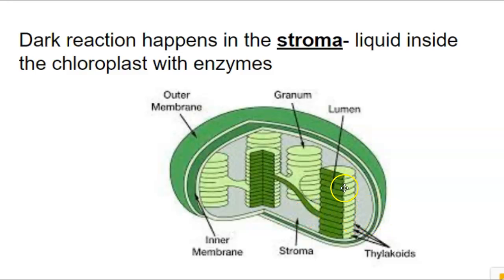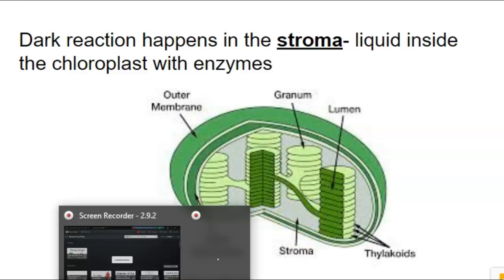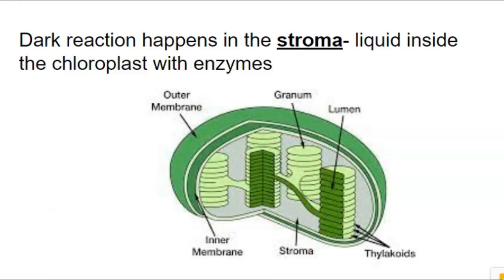So pancakes are the thylakoids, okay, and the thylakoids is where the light reaction happens. The dark reaction here is in the stroma. You might be wondering why it's called the dark reaction. Well, it's because we don't need light. It doesn't necessarily have to happen in the dark. It just means we don't need sunlight for this reaction to happen.